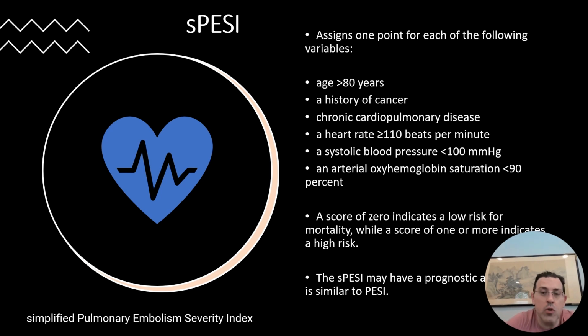Basically, a score of 0 indicates a low risk for mortality, where a score of 1 or above indicates a high risk. And so this can be important for documentation in your notes, for justification of case mix index, for severity of illness, etc. So this is why you might want to consider this.